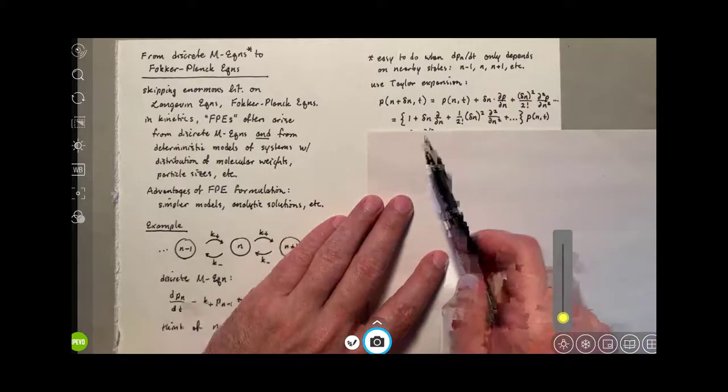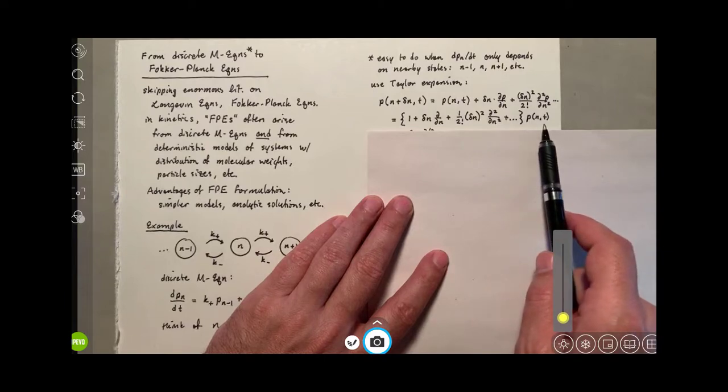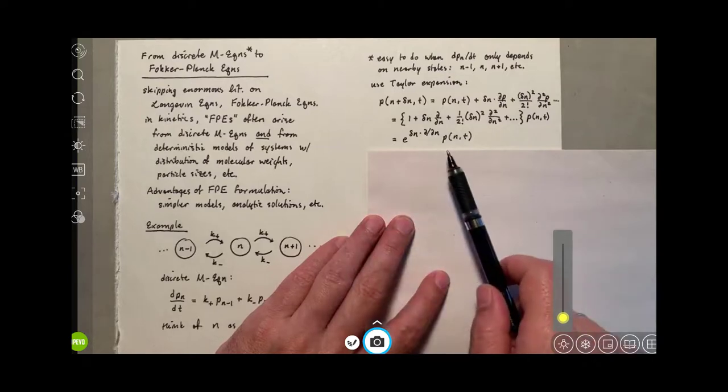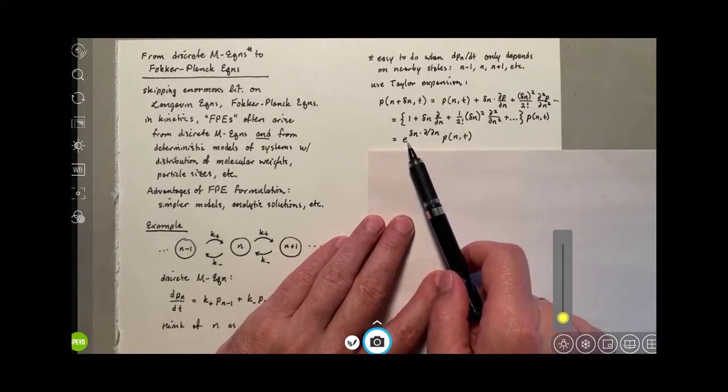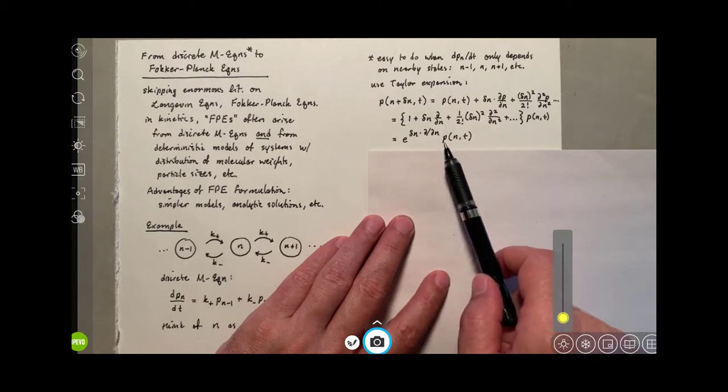The second step is to collect all of these terms in the Taylor approximation, write them as an operator acting on p of n and t, and of course then there's a nice compact notation that's really helpful for going through and doing this and sorting all the terms in this way. So I've got this operator e to the delta n times the derivative with respect to n acting on the probability to be at n and t.